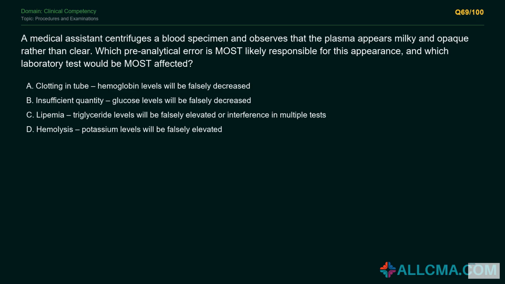Question 69. A medical assistant centrifuges a blood specimen and observes that the plasma appears milky and opaque rather than clear. Which pre-analytical error is most likely responsible for this appearance, and which laboratory test would be most affected? Option A, clotting in tube, hemoglobin levels will be falsely decreased. Option B, insufficient quantity, glucose levels will be falsely decreased. Option C, lipemia, triglyceride levels will be falsely elevated or interference in multiple tests. Option D, hemolysis, potassium levels will be falsely elevated.